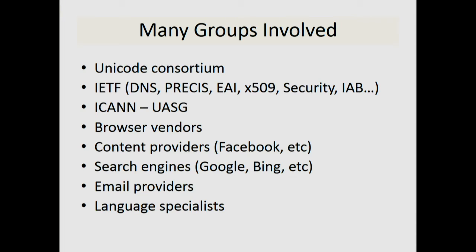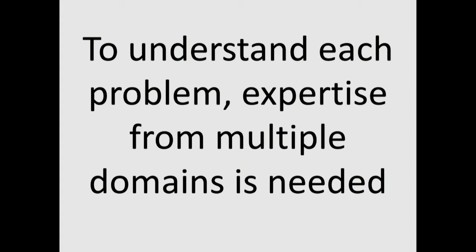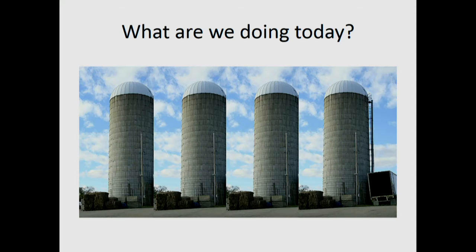As you can see, to solve any one problem, at least 2 or 3 of these groups, experts within these groups, need to be involved. So the problem is, this is a very complex area. To solve any problem, we need expertise from multiple domains. And what do we do today? Naturally, what we do today is silos. Each person, each group tries to solve things in their own way.